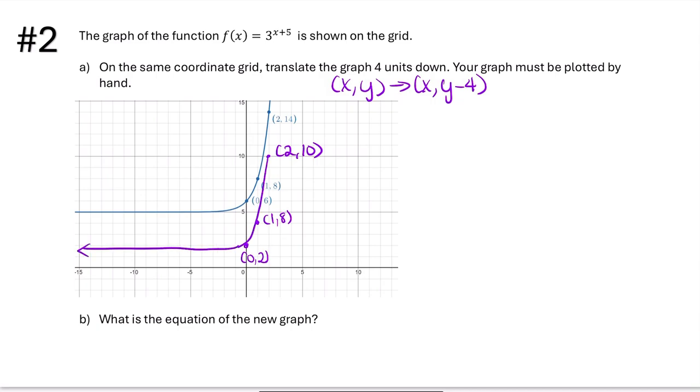So when you sketch the graph, don't worry about if it doesn't look perfect or not. I'm just going to be mainly looking that you looked at the points and you moved them down, and that the graph is actually created by you by hand, right? So I don't want any computer generated graphs on this.